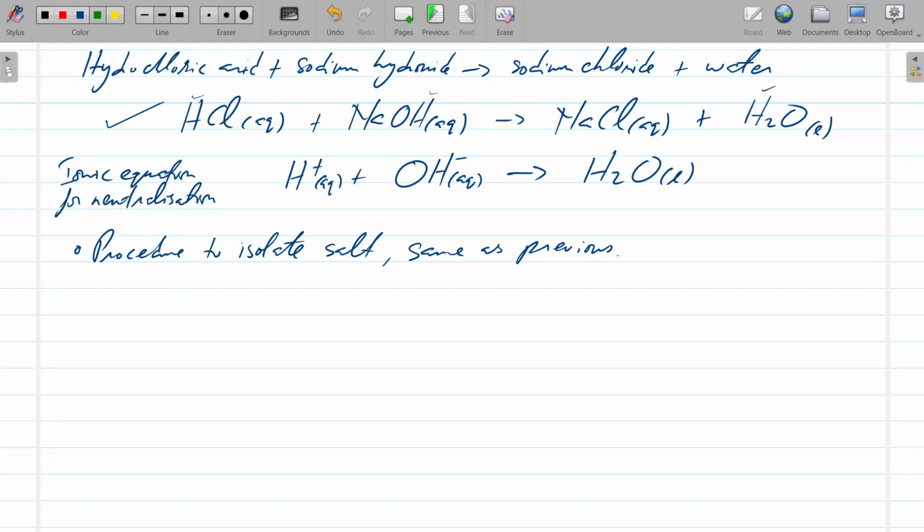Then you've got an acid reacting with an insoluble base. This method is used to prepare a salt of an unreactive metal.